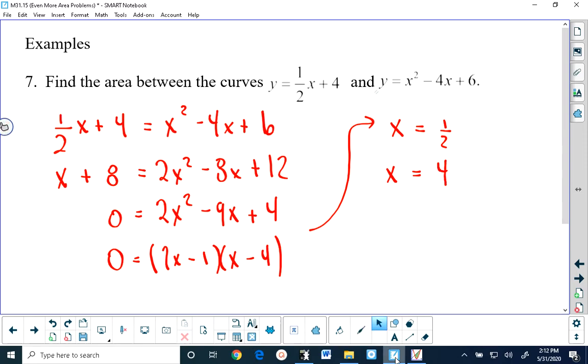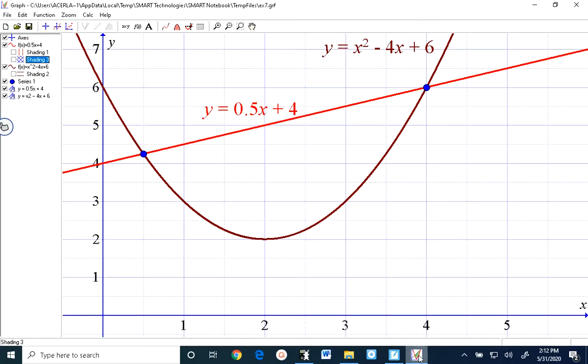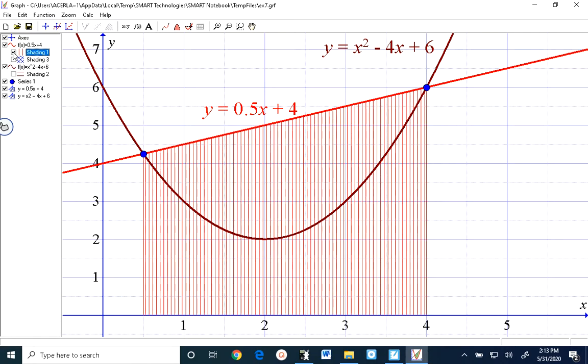So now we know the points of intersection of those two curves. Going back to my graph, I know that the intersection point on the left has an x-coordinate of 1/2, and the intersection point on the right has an x-coordinate of 4. So how are we going to find the enclosed area? Don't forget, this is the enclosed area. What we can do is use what we learned 2 lessons ago to determine the area between the x-axis and the red function, which I'm going to call from now on the upper function.